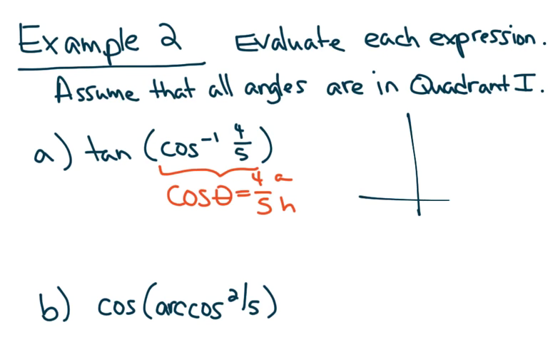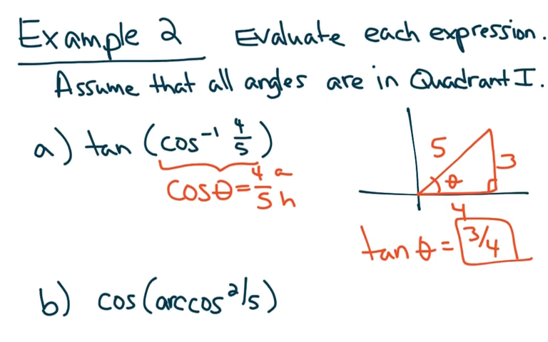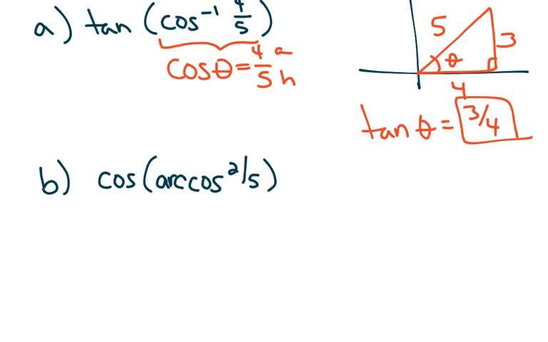I'm in Quadrant 1. So here's my triangle in Quadrant 1. Here's adjacent. Here's hypotenuse. So the missing side must be 3, so it's a 3, 4, 5 triangle. Or if you use the Pythagorean theorem, you'll find out that the missing side is 3. Now I can find the tangent of theta, and the tangent is 3/4. Will the calculator have given you this answer? Yeah, probably. Where you run into a problem is if the final answer has a radical in it, because the calculator will not give you an answer with a radical.